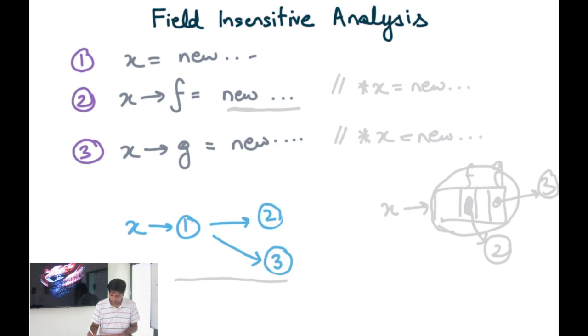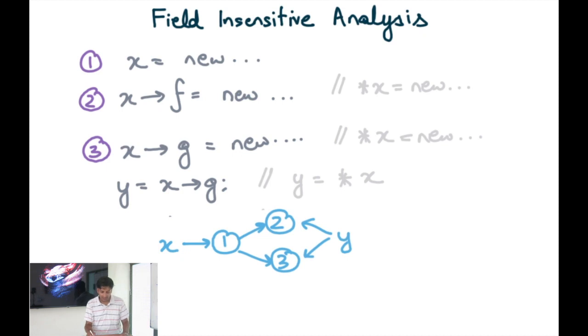Okay. So let's see what the implications of that are. For example, if I do y equals x pointer dot G, once again what I'm doing is reading the contents of the object pointed to by X and storing them in Y. And that's as good as saying Y equals star X in our field insensitive analysis. So X was pointing to 1, and 1 could contain pointers to either 2 or 3 based on the field insensitive analysis we did in the previous slide. Then Y can now point to whatever 1 may point to. So Y may point to either 2 or 3.